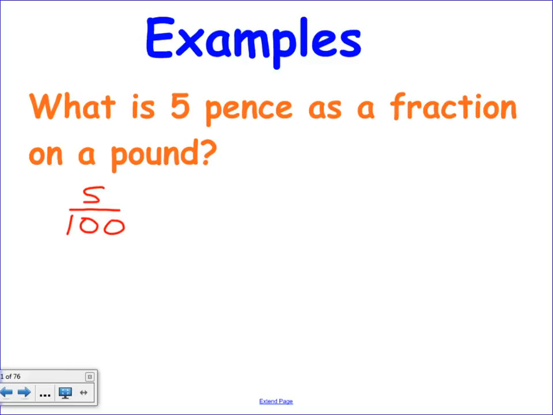No, we don't stop there. So what's it really asking you to do? Simplify. Good. So what number goes into 5 but also goes into 100? 5 goes into 5 once. 5 goes into 10 twice, remaining to 0. So that's what it was after.